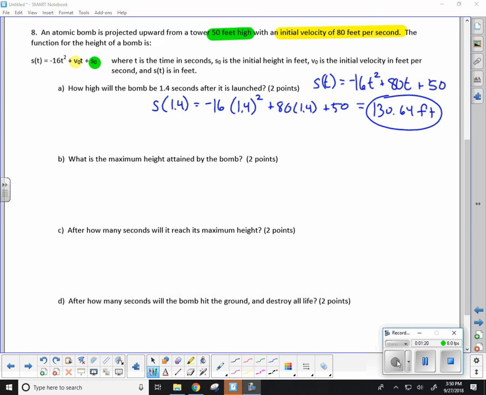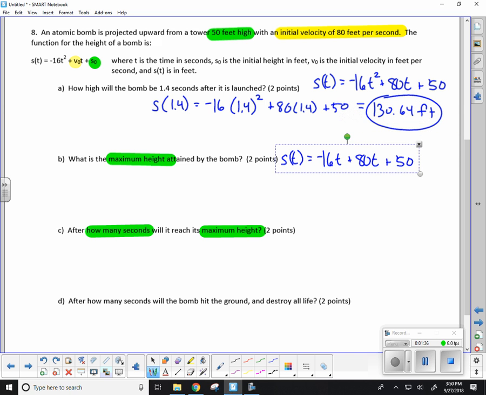Okay, the next part, when it says what is the maximum height, and after how many seconds will it reach its maximum? So this is looking for the vertex. Those are both vertex. And so what we're going to do is we're going to take our function from up here, and we're going to need to complete the square. All right, we need to have squared there.